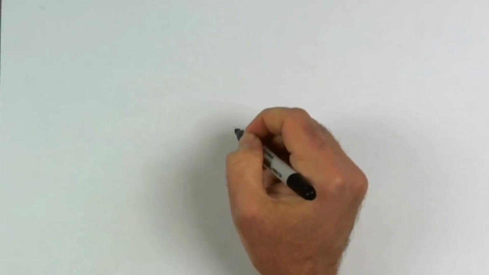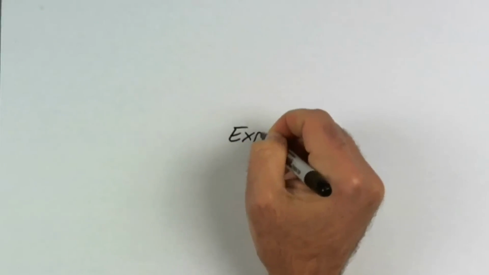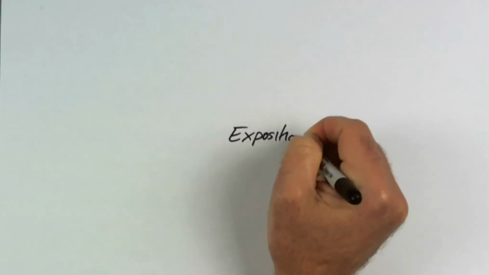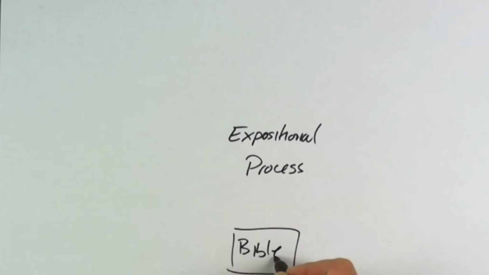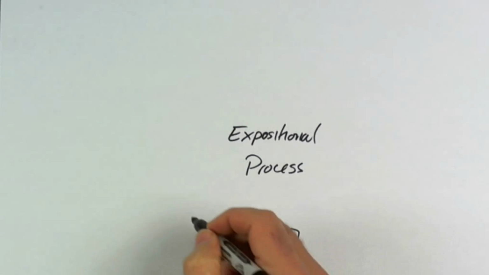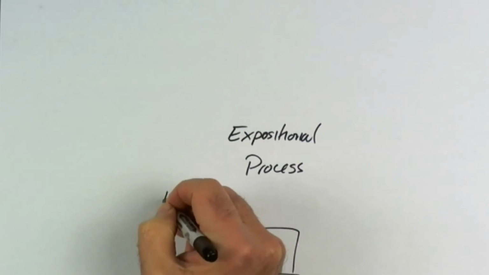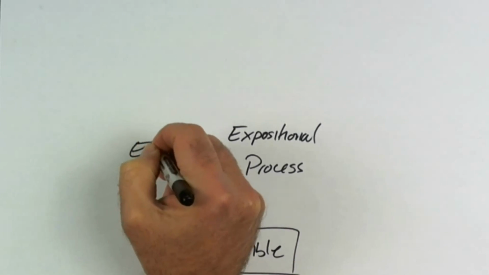Okay, let's look at the exegetical process. We'll call it the expositional process. And if we start with the Bible, down here, here's our Bible. I believe there are three key steps in the expositional process. So first of all, we start with exegesis.